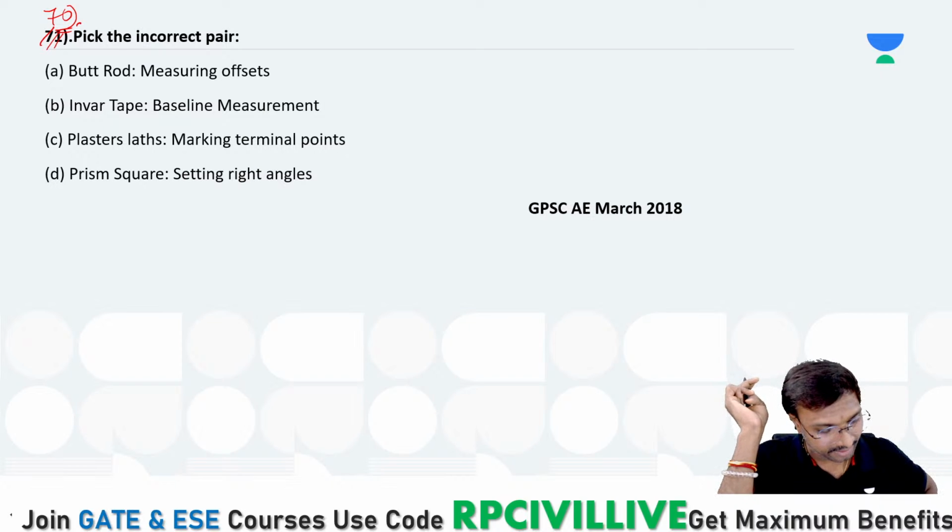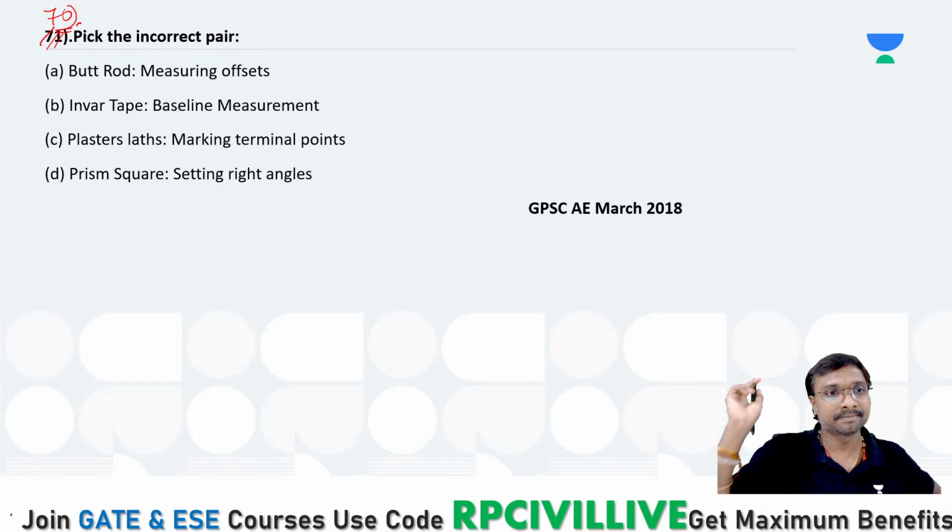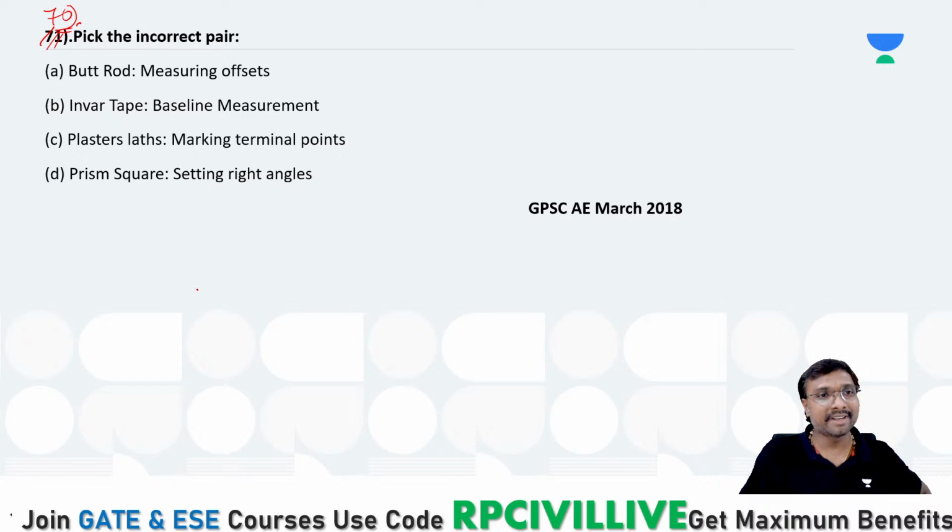Aspirant Vinod, Suraj, Ravindra said C. Leena A. Naveen C. Suraj C. Radhika C. Which one is the incorrect pair, right?